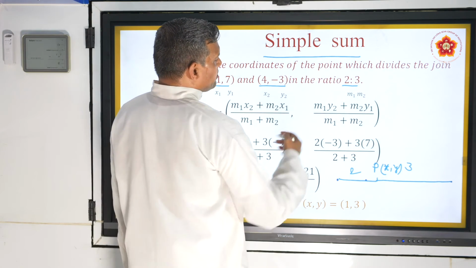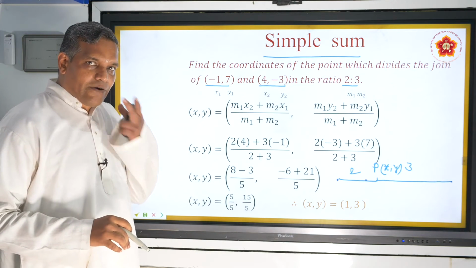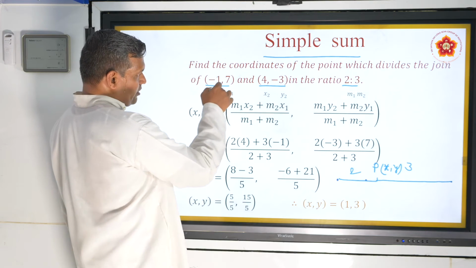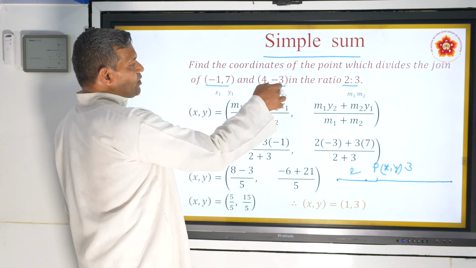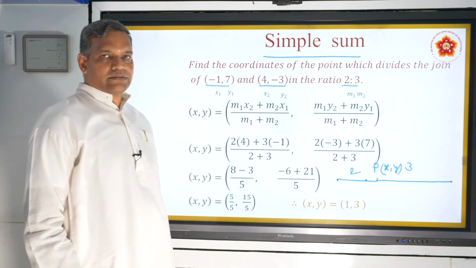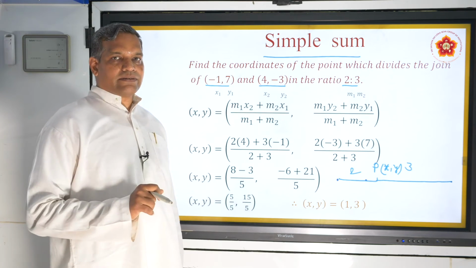So 2, 1, 2, 1, you have written the formula. Now, one more trick for you. What is the trick? Take this as the first point, x1, y1, and write it down just below it. For the second point, x2, y2, write it down below it. Ratio, m1, m2, write it down below. Finish. Then it is actually a second or third standard kiddish sum.